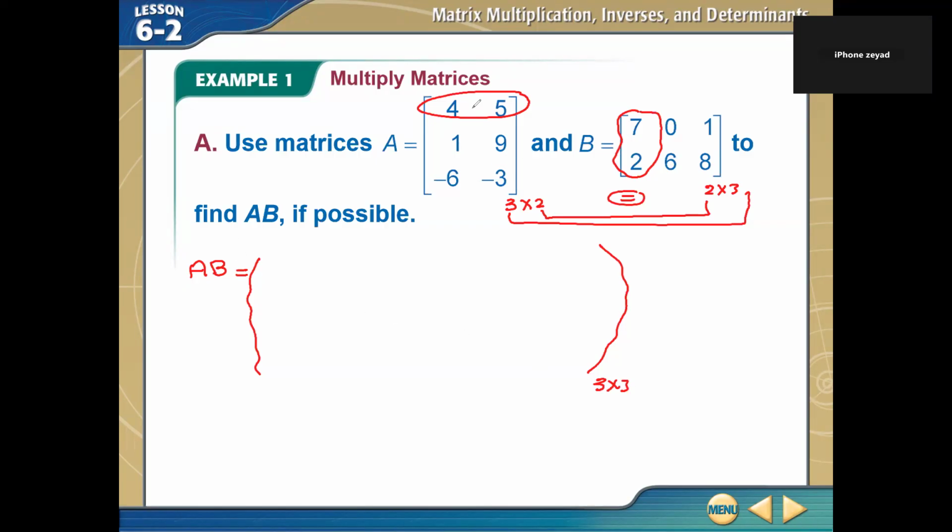So let's check the answers with me. We have here 4 times 7 equals 28, so I just write 28, and 5 times 2 is equal to 10, so I just write here 10. This is the first element in the first row and first column, which is called AB11.